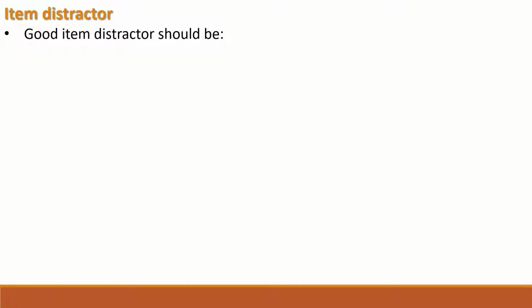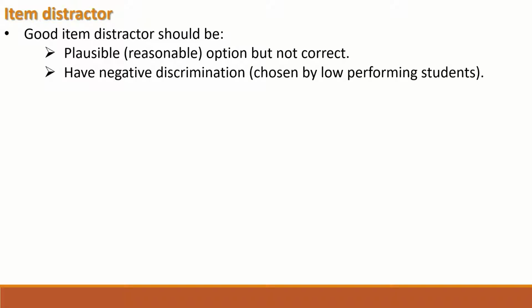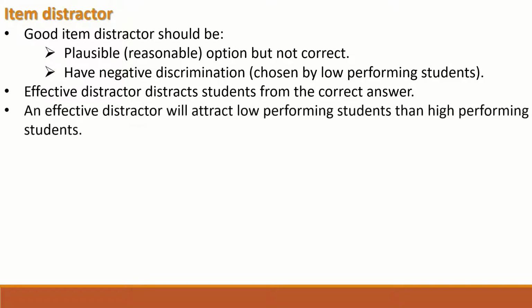A good item distractor should be plausible, i.e. a reasonable option, but not correct. It should have negative discrimination, i.e. be chosen by low performing students. An effective distractor will distract the student from the correct answer and will attract low performing students more than high performing students.